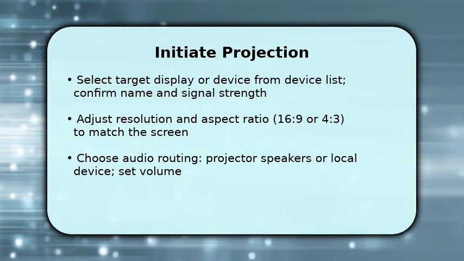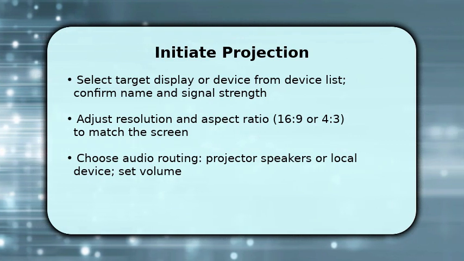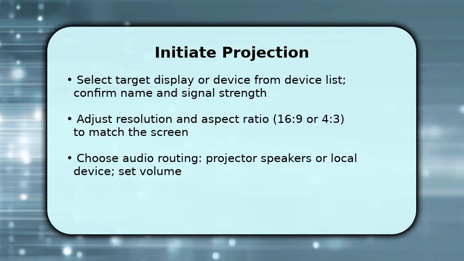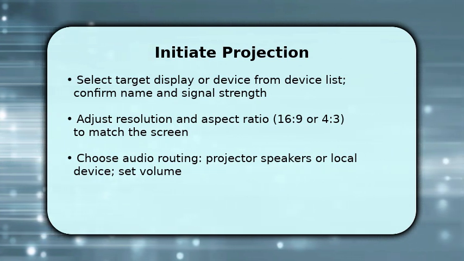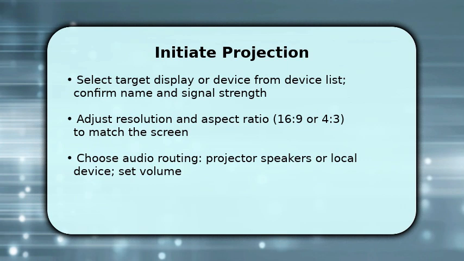Tap the target display in the device list and confirm the name and signal quality. Once connected, open display settings to set resolution and aspect ratio. Pick 16:9 for widescreen media.